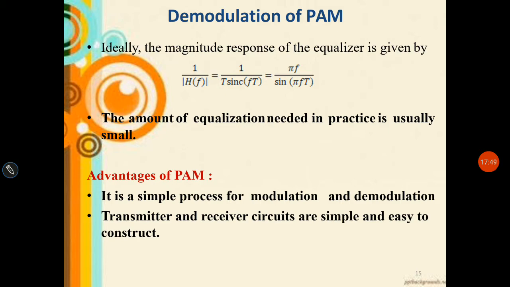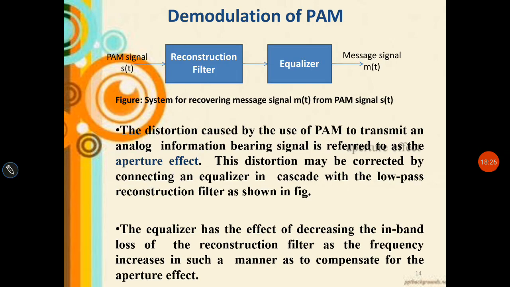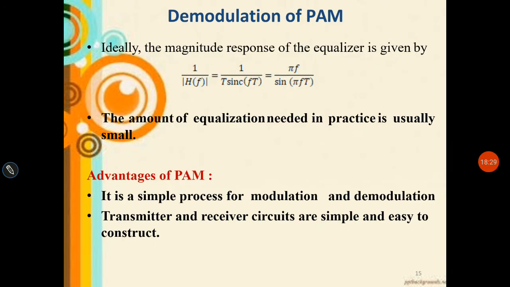Okay. So now what are the advantages of PAM? It is a simple process for modulation and demodulation. That means in the case of modulation and demodulation, no complicated circuitry or device will be required. It is a very simple circuitry for both modulation and demodulation. Transmitter and receiver circuits are very simple and easy to construct. You see that for modulation, we need two FETs and a capacitor, and for demodulation, we need a reconstruction filter only and an equalizer. That's all.